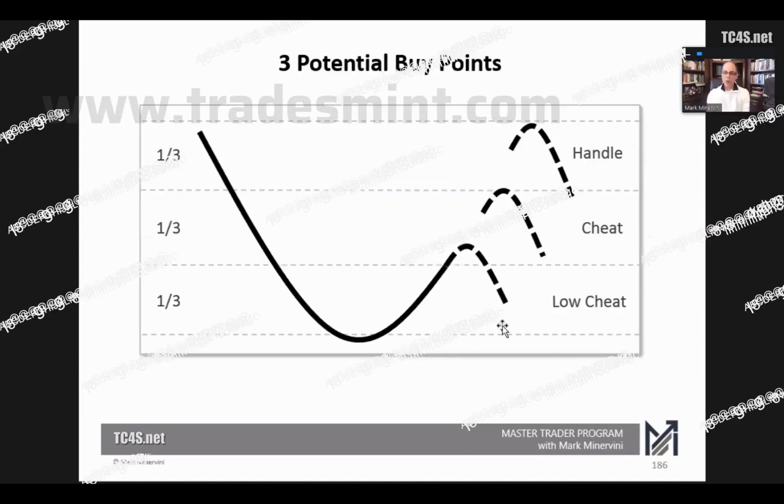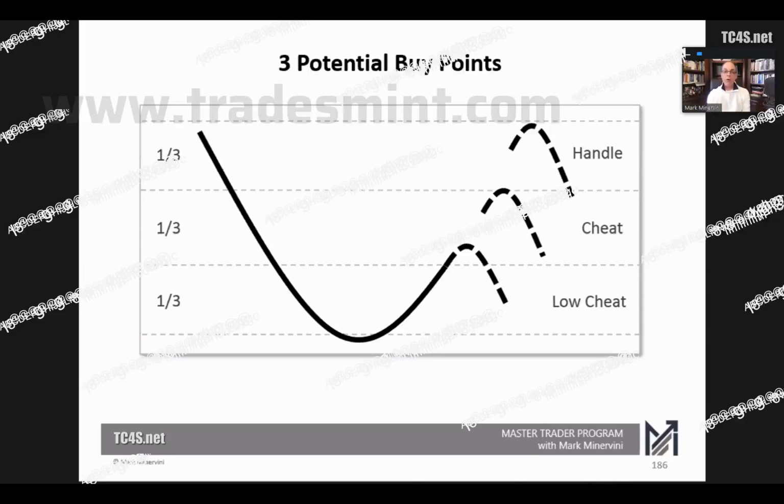So we're talking about the low cheat, the cheat, and the handle. The low cheat is in the lower third of the base. The cheat is in the middle third, and the handle is in the upper third. That's just our vernacular, or semantics. Now, the question is, is one of these a higher probability than the others? What I found is that it depends on the environment. In certain environments the low cheat will work better. So you've got to sort of bend towards the theme.